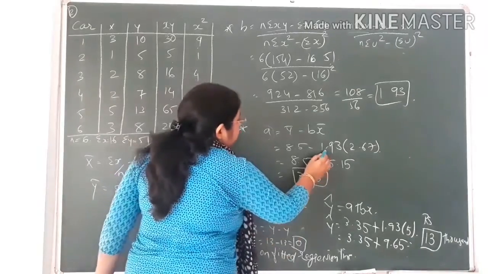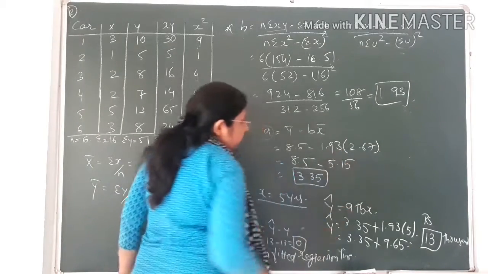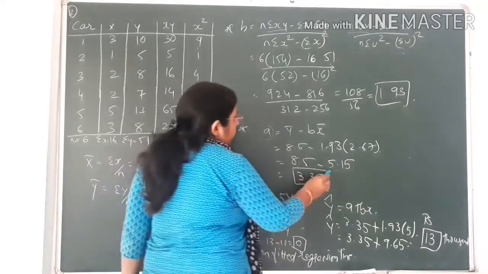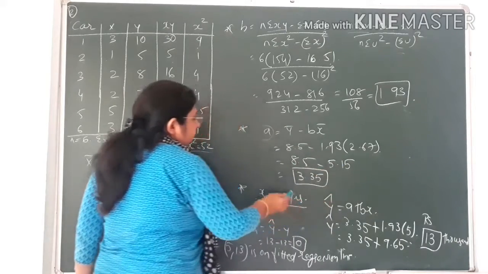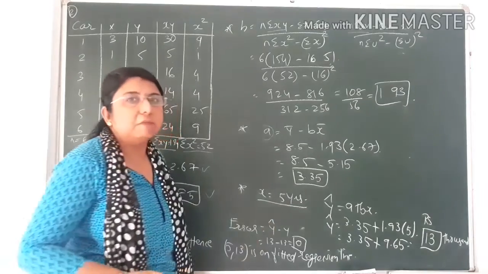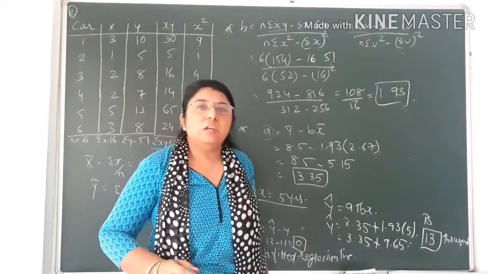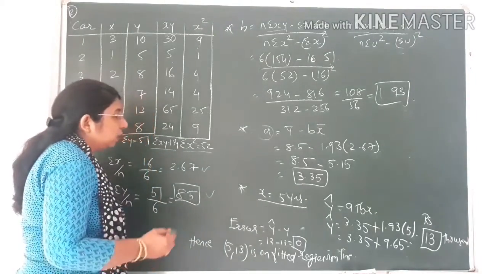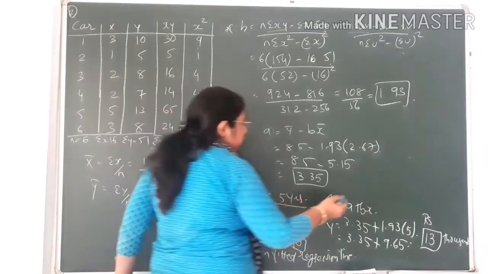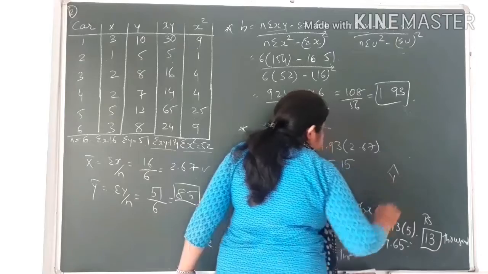Now multiplying 1.93 into 2.67, it would come to 5.15. So 8.5 minus 5.15, it would come to 3.35. So after getting the value of a and of b, the last step that we have to find out is the estimated value. Already I explained that it is denoted by y cap.